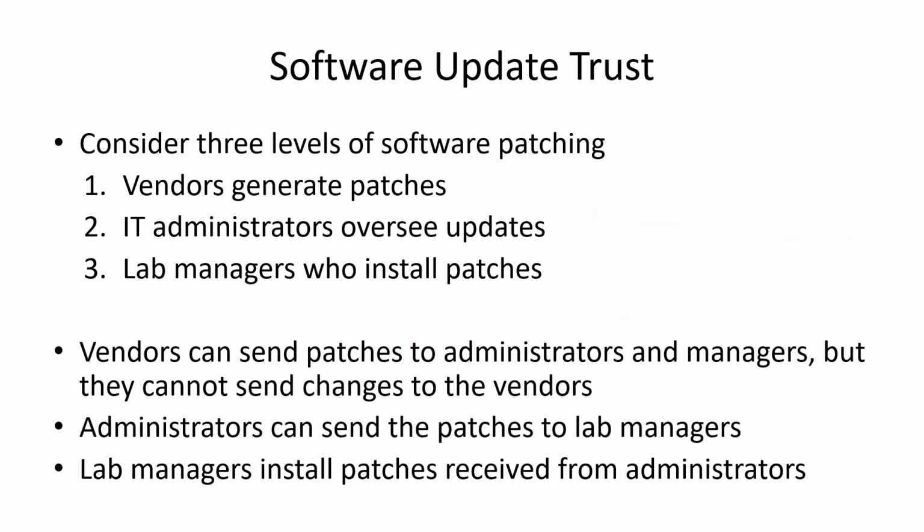Imagine you've got 3 levels. You have vendors, people who made software who are now providing patches. You have some IT administrator who oversees an organization and makes decisions of what patches are going to be applied. And then you have lab managers, multiple lab managers, and they install the patches. Okay. We're applying the Biba Integrity model. So the IT administrator has to trust that the patches come from the vendor. The lab managers are told by the IT administrator to trust the IT administrator. But you don't get patches going the other way. The lab managers cannot send patches to the vendor.